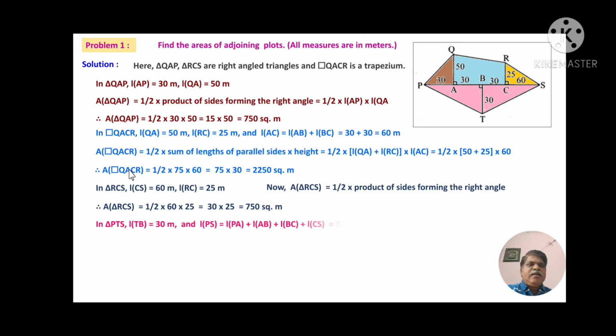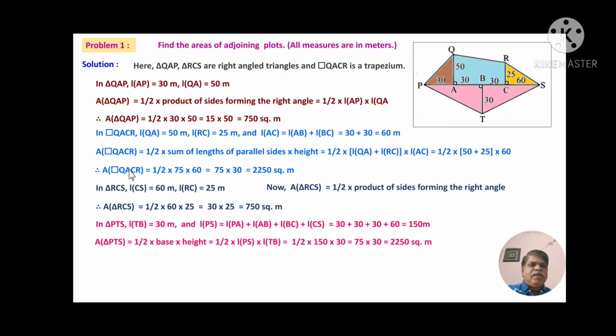Now, in triangle PTS, length TB is equal to 30 meter and length PS is equal to length PA plus AB plus BC plus CS, which will be 30 plus 30 plus 30 plus 60, that is 150. Therefore, area of triangle PTS is equal to half into base into height. So half into length PS into TB, which is equal to half into 150 into 30, which leads to 75 into 30, that is 2250 square meter.